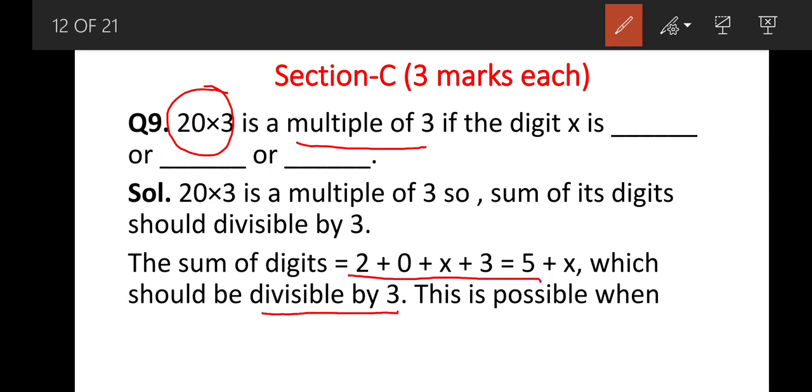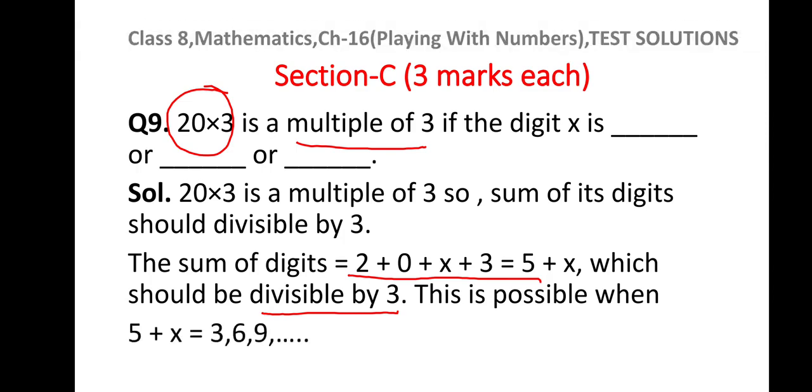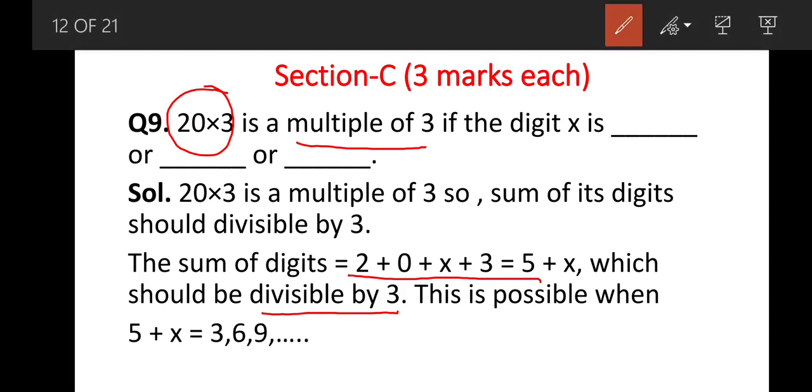This is possible when 5 plus x is equal to multiples of 3, that is 3, 6, 9. It should be a number which is divisible by 3. You can also say it like this: 5 plus x is equal to 3, 6, 9. It can be any number which is divisible by 3. So dear children, what should be the value of x so that it becomes divisible by 3? If I put x as 1, will it be divisible by 3? Yes. 5 plus 1 is 6. It will be divisible by 3.